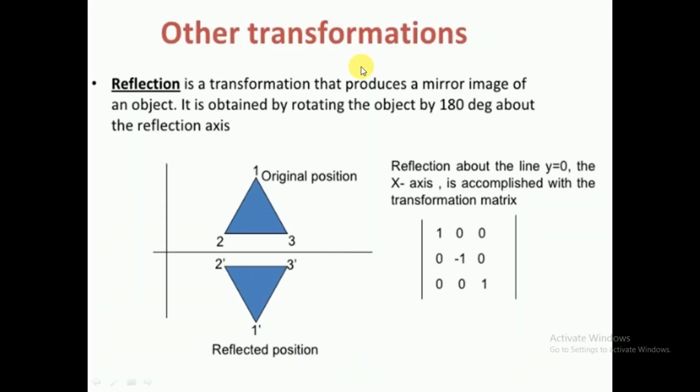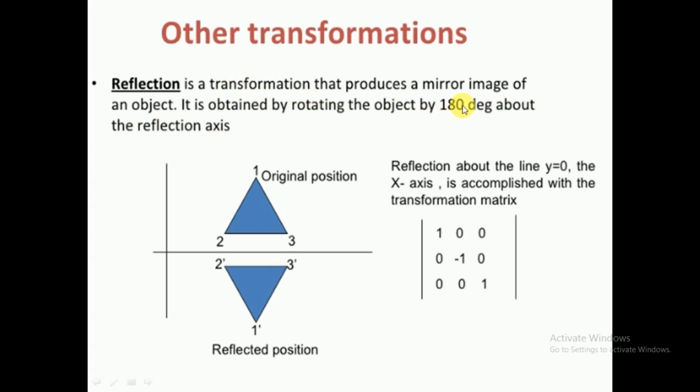Then the other transformation is two-dimensional reflection. Reflection is a special type of rotation. It is a transformation that produces a mirror image of an object. It is obtained by rotating the object by 180 degrees about the reflection axis. That's why this is a special case of rotation, which means always 180 degrees.